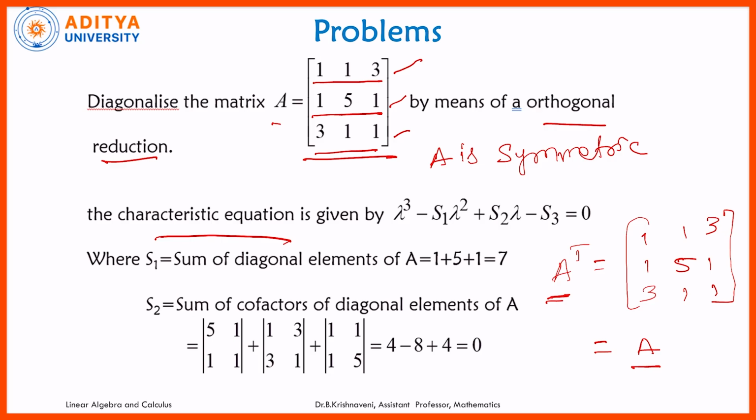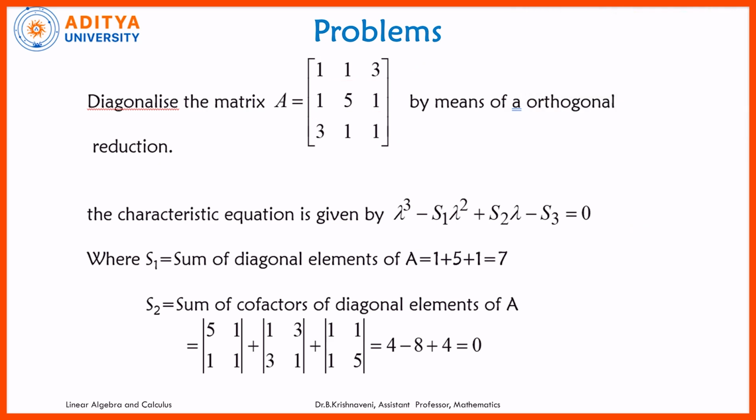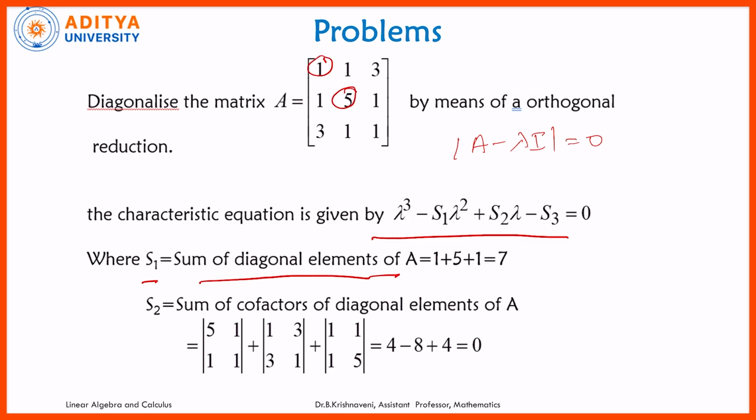In order to calculate that, first we need to consider the characteristic equation. So, the characteristic equation is given by lambda cubed minus S1 lambda squared plus S2 lambda minus S3 is equal to 0. Usually you know the characteristic equation is |A minus lambda I| equal to 0. Since it is a 3 by 3 matrix, directly you can use this formula, and here S1 is the sum of diagonal elements of A, which is given by 1 plus 5 plus 1, that is equal to 7.